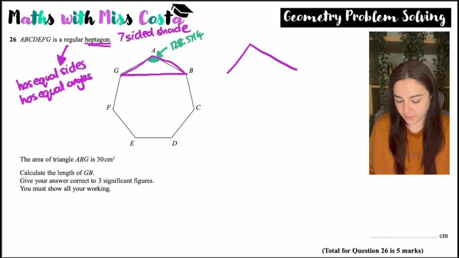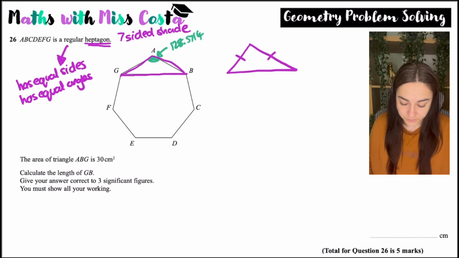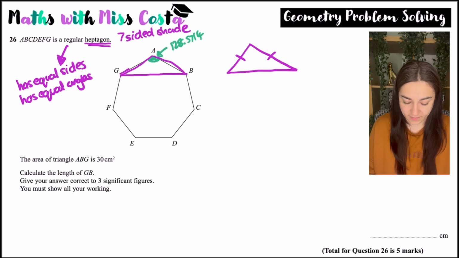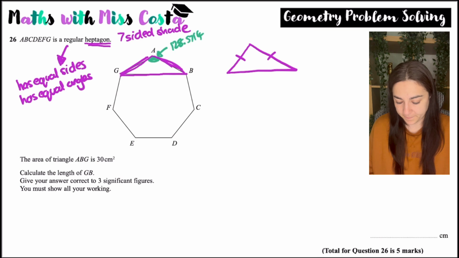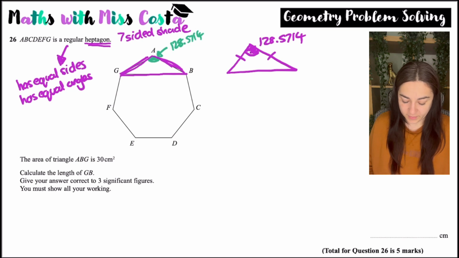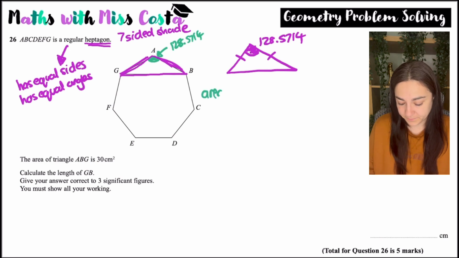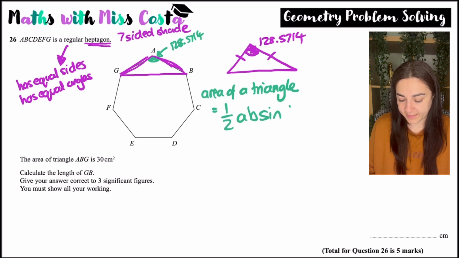So if I just draw this triangle over here, I know that it's going to be an isosceles triangle because I know that it's a regular heptagon. So this side GA is going to be equal to this side here. I know that this angle here is 128.5714. And I know that its total area is 30 centimeters squared. Now, using your trigonometry, the area of a triangle is half AB sine C.